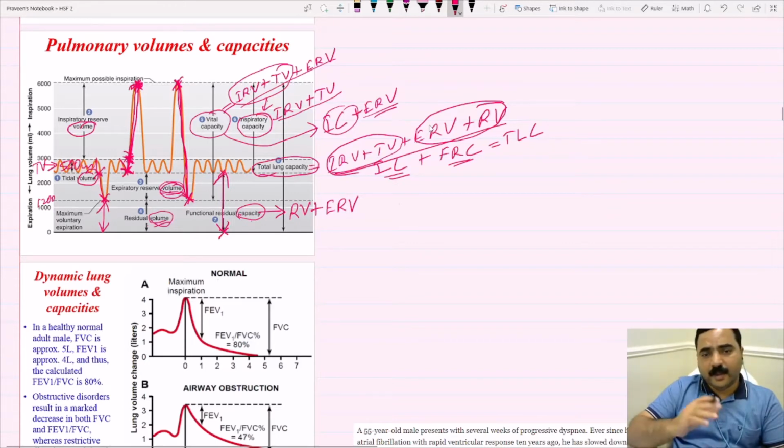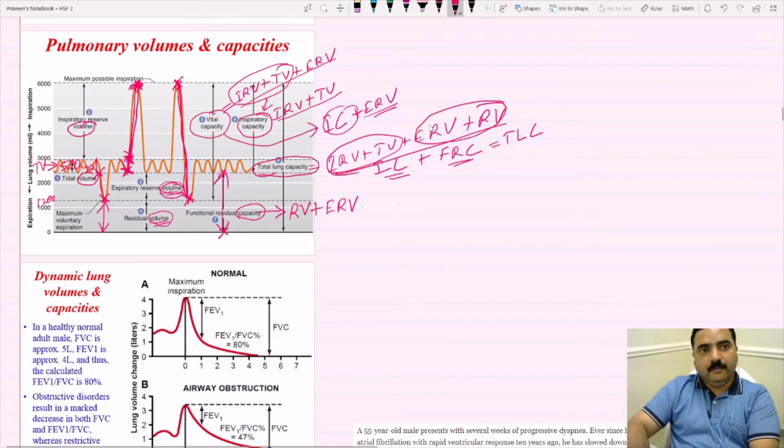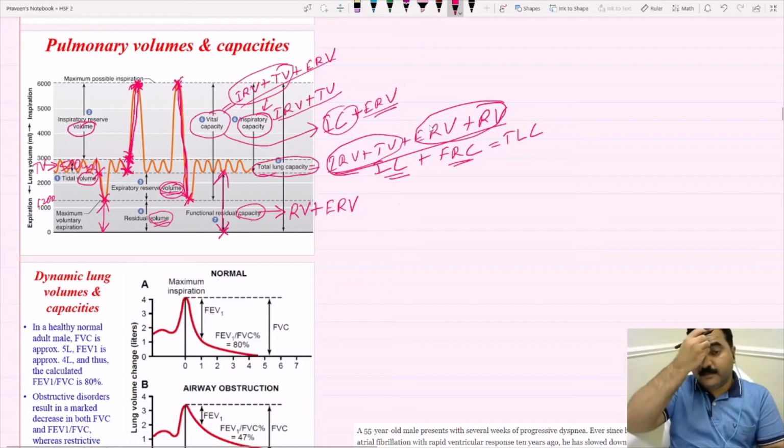Okay, so the questions may be asked in a different way for you to calculate. So make sure you have this image of this graph in your mind, so that it will become easy for you to calculate these values. Now, normally we use these pulmonary volumes and capacities in the pulmonary function test to distinguish between obstructive lung disorders and restrictive lung disorders. So let's see what happens in those.